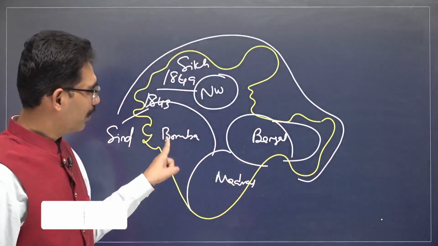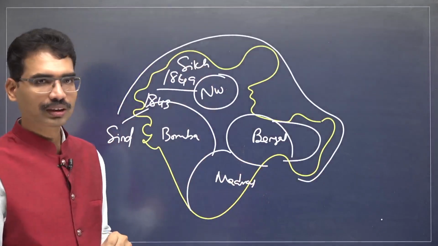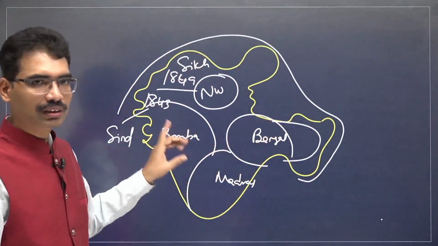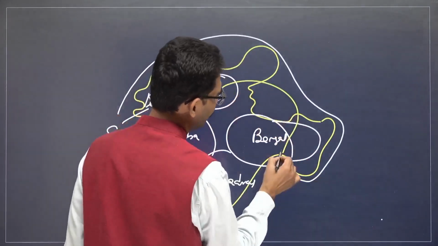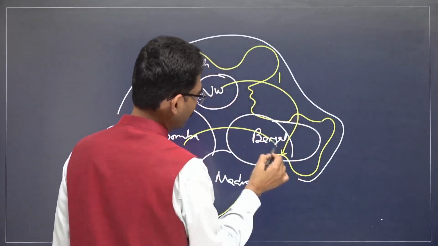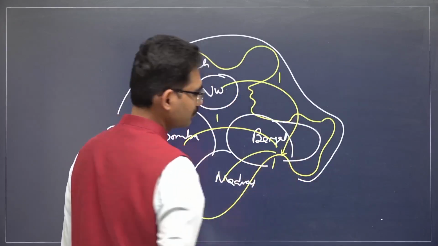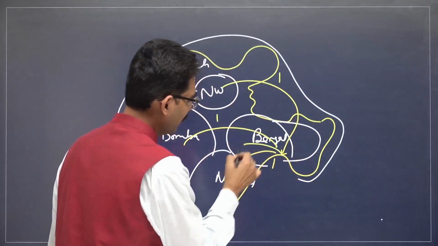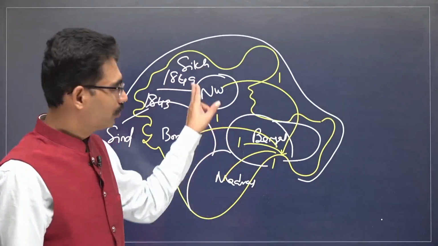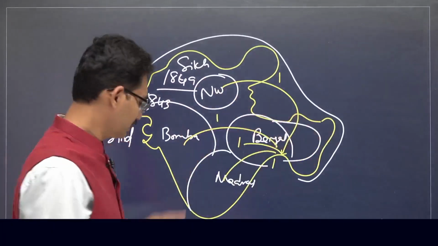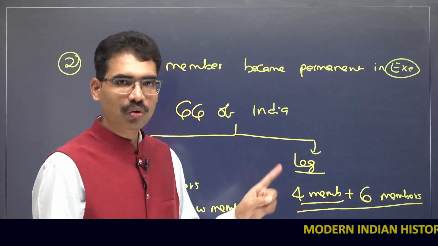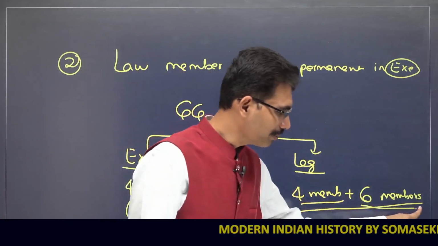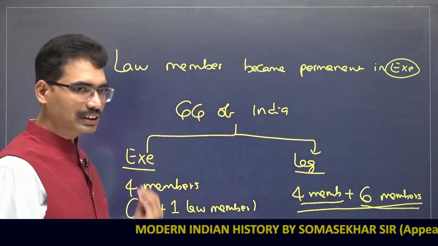Calcutta, Madras, Bombay, Northwest. Now, one member will be represented from here, one member from here, one member from here, and one member from the Bengal Presidency. 4 from 4 presidencies, 4 members. Who are these? Not these 4 members, these 4 members. These 4 members are executive.